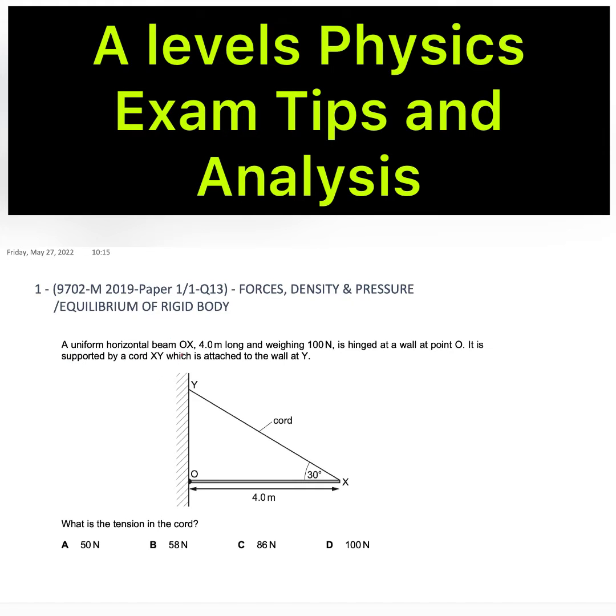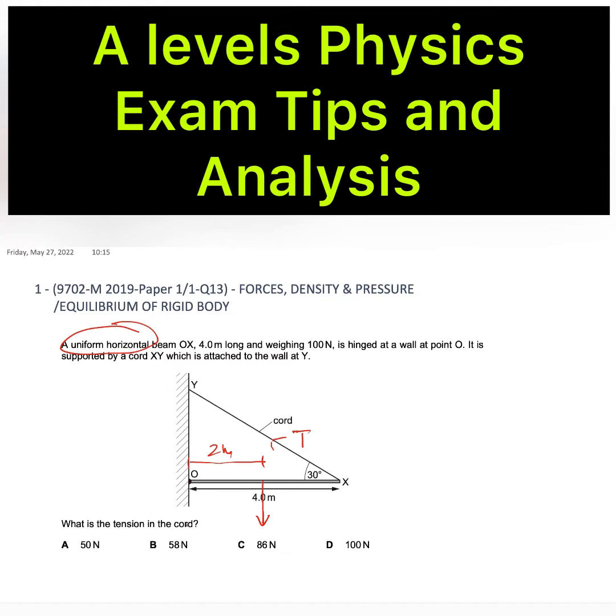A uniform horizontal beam OS, 4.0 meters long and weighing 100 Newton, is hinged at the wall at the point O, and is supported by a cord SY which is attached to the wall at Y. Normally, we have to label the direction of the force. This is the tension in the cord, so this is T. The weight of the rod, since it's uniform, and you have to pay attention to this word uniform, will act at the center of the beam, so it will be exactly 2 meters away from point O.